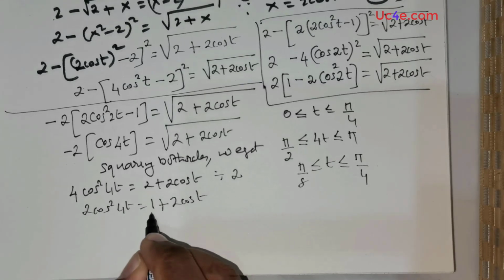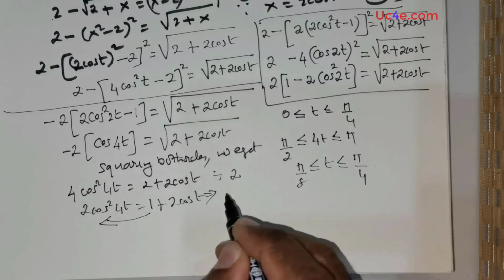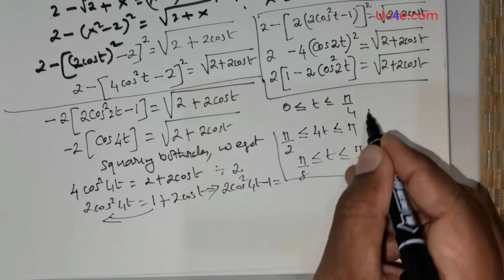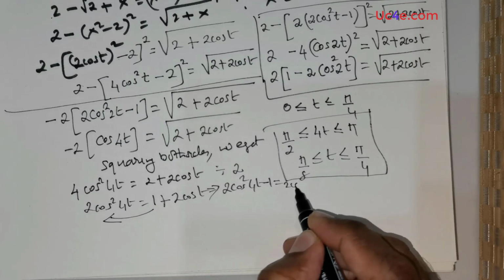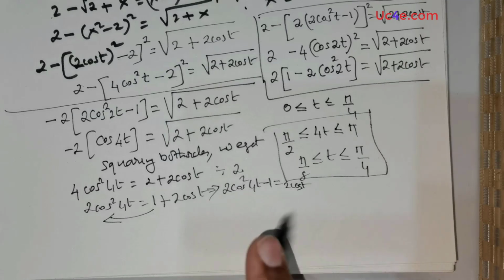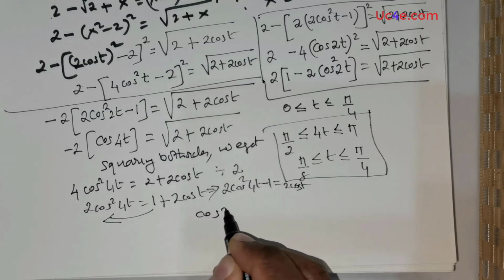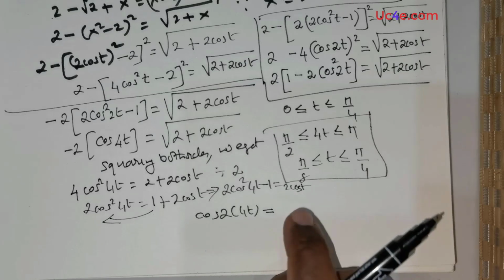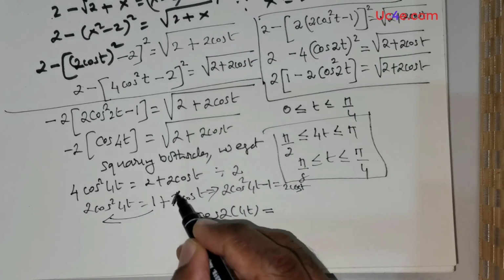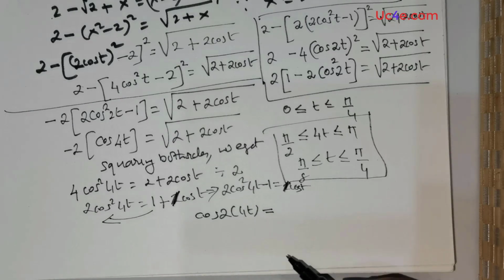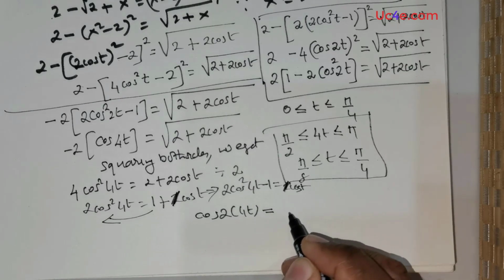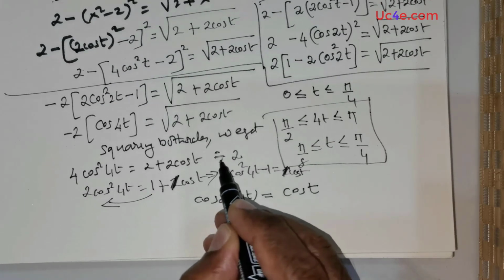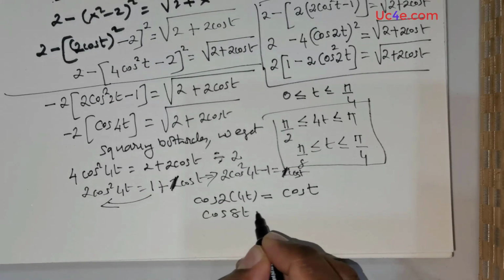Now if I were to move this 1 to the left, I would get 2 times cos squared 4t negative 1 is equal to cos t. Now what is this? This is again the cos 2t formula. So this is going to be cos of 2 times the angle, 4t, is equal to, now when we're dividing by 2, this 2 goes off, so there wouldn't be any 2 there. So it is just cos t, and let me write that cos t down. Okay, so this is rewritten as cos of 8t is equal to cos t.